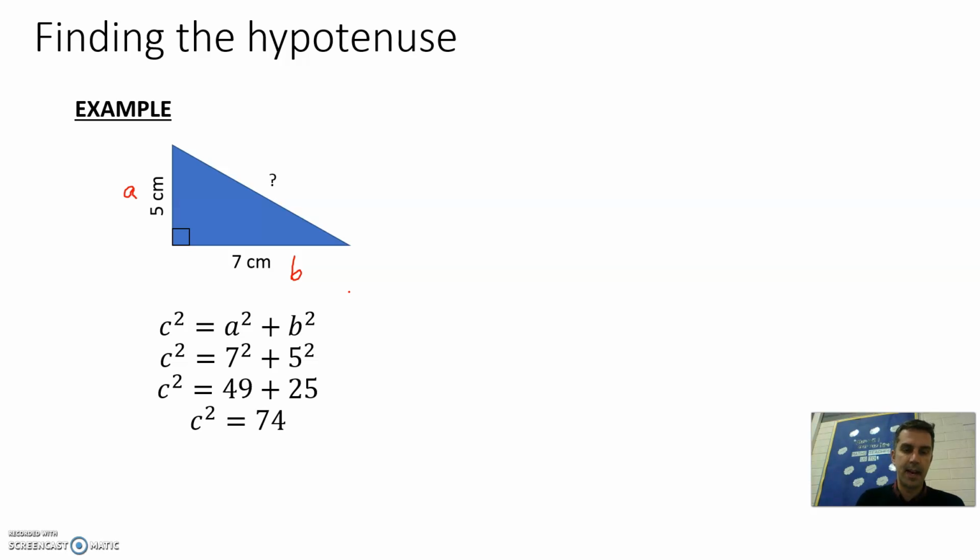So that means if we add those together, C squared is 74. Now, because this is C squared and we want to know C, we're going to have to do the square root to figure out what C is equal to. So C will be equal to the square root of 74. And if we do that on our calculator, that's 8.602 centimeters. So that's all we have to do there.